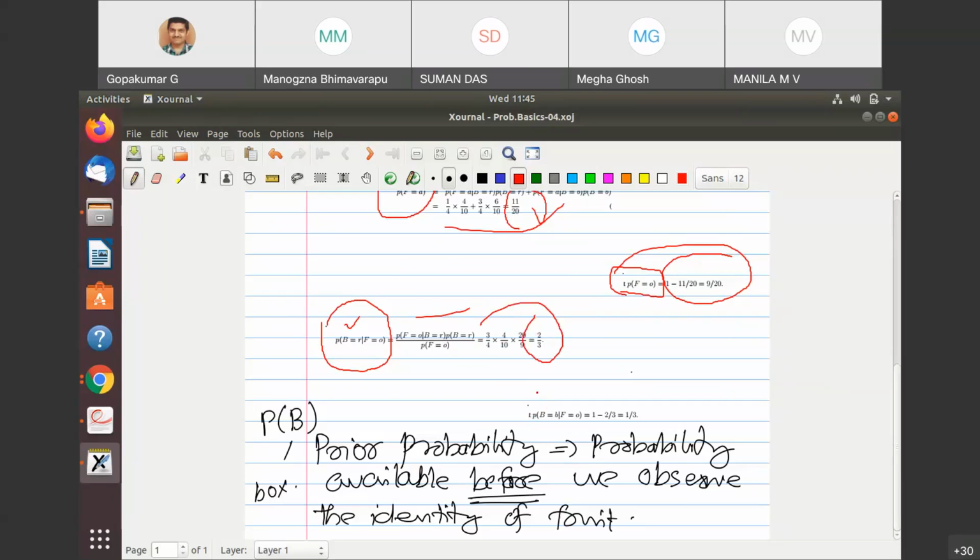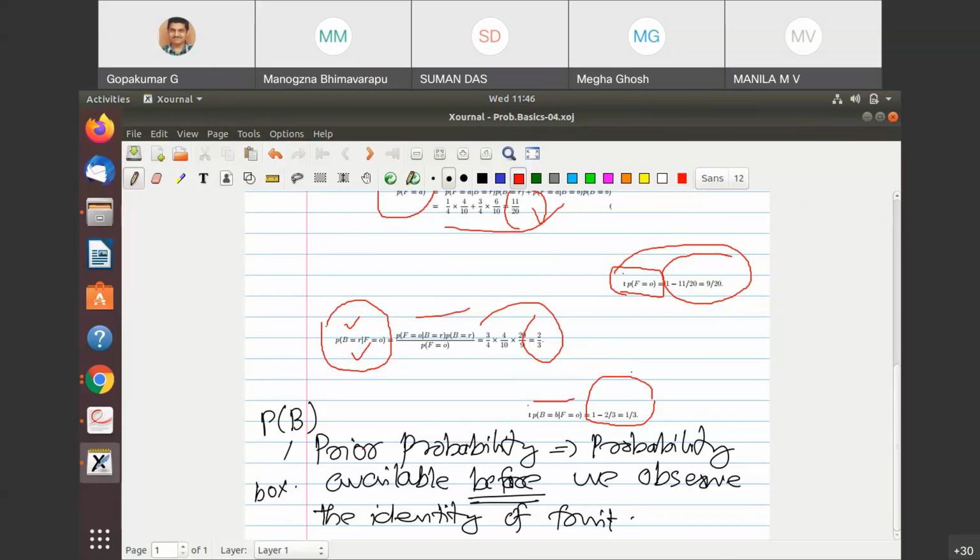Similarly, the other way: we know that the fruit is orange, and in the first case we calculated for box equals red, but what about box equals blue? Then it is actually 1 minus that value, because apples or oranges can be selected only from 2 boxes, so we can just subtract the previous value from 1 to get the remaining. So this is a way we can apply a specific example.